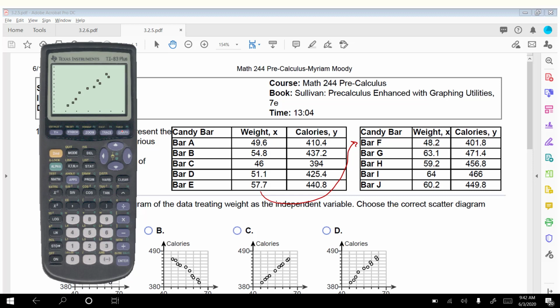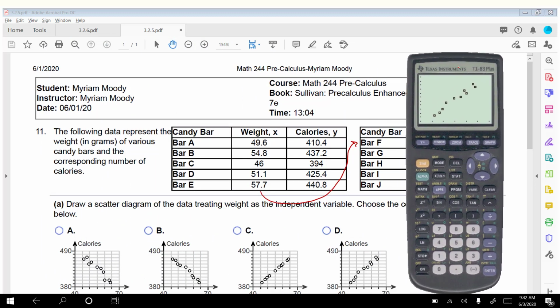That's what my graph looks like. Does your graph look the same? Okay, let me move my calculator over. So which one of these graphs, A, B, C, or D, actually look like what we got? Yeah, D. And then they can ask us to do the line of best fit. They can ask us to graph them.